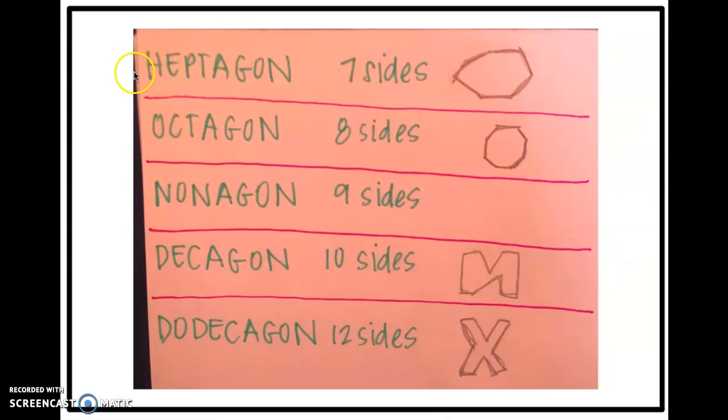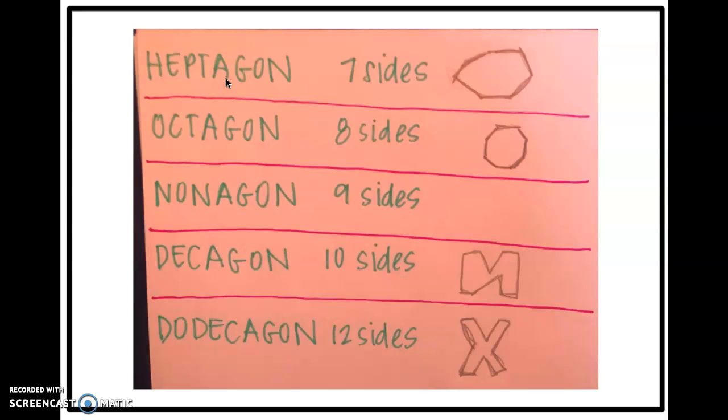We have a heptagon. It's 7 sides. Octagon, 8 sides. Nonagon, 9 sides. Decagon, 10 sides. Dodecagon, 12 sides. So all of these prefix stems are what is telling us the number of sides, or our number.